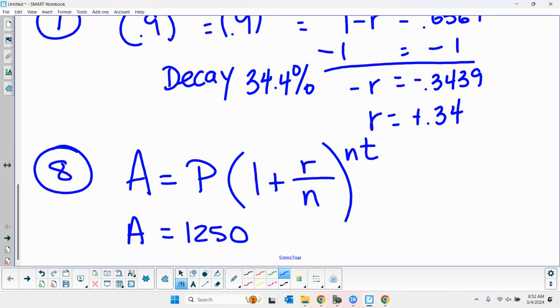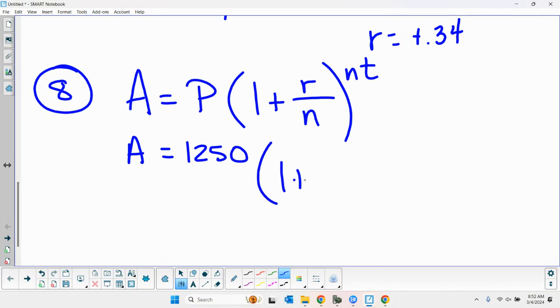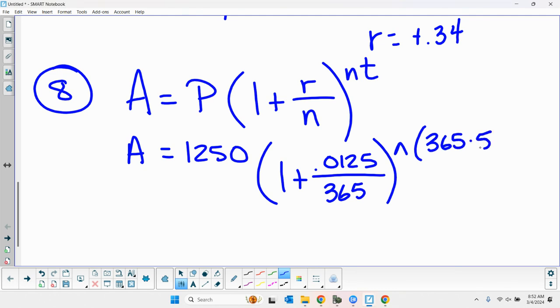In an account that pays 1.25% interest. So remember, when we put our r value in there, 1.25 is 0.0125. We move that decimal point 2 places to the left when we plug into the formula. Compounded daily for 5 years. So n is 365 when it's compounded daily. Remember, to the 365, and it was for 5 years. Okay? So that's what we're going to put in our calculator.